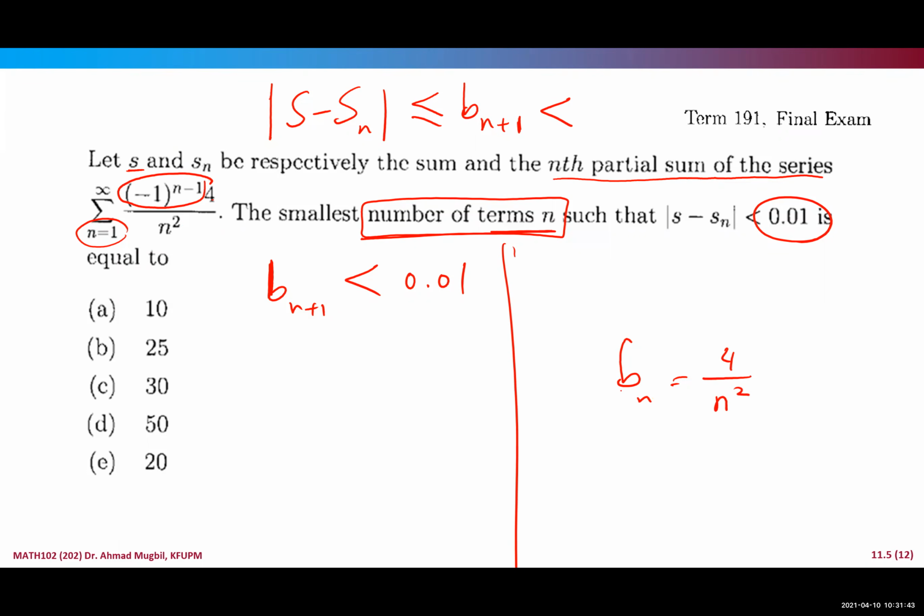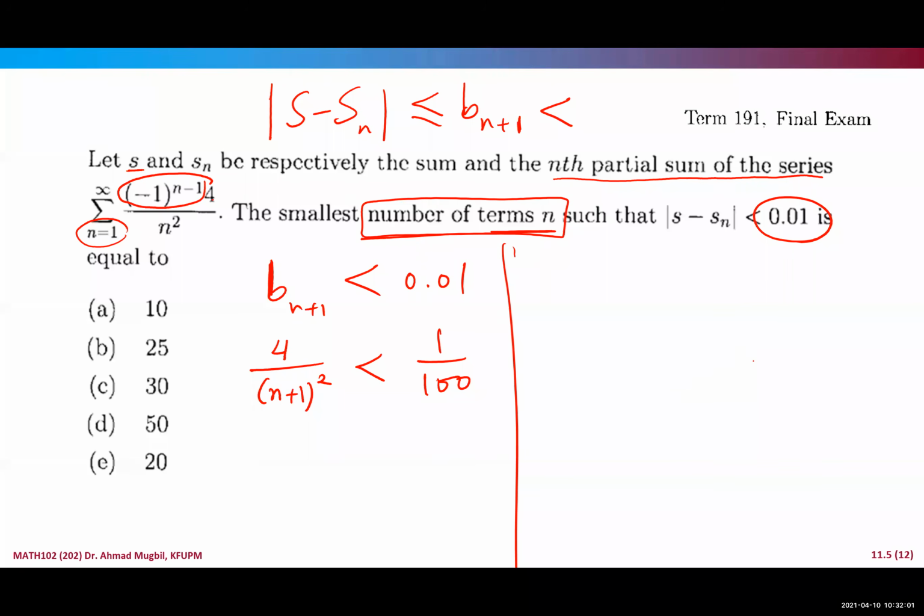Don't make a mistake. Most of the mistakes are that students consider Bn, not Bn plus 1. So what you have here is 4 over n plus 1, all squared. This is less than 1 over 100. Now it is a matter of an inequality. You know how to solve inequalities. So you can cross multiply, you can do the reciprocal. So here you have n plus 1 all squared over 4 greater than 100.